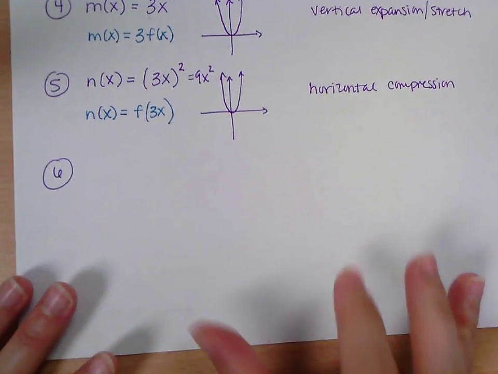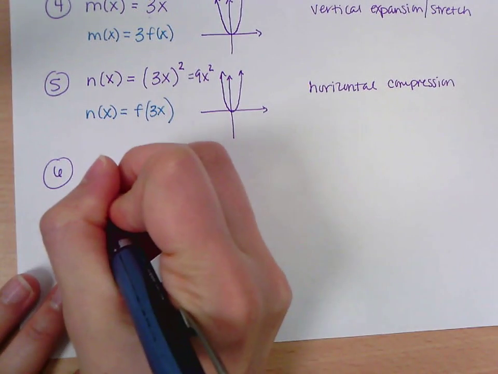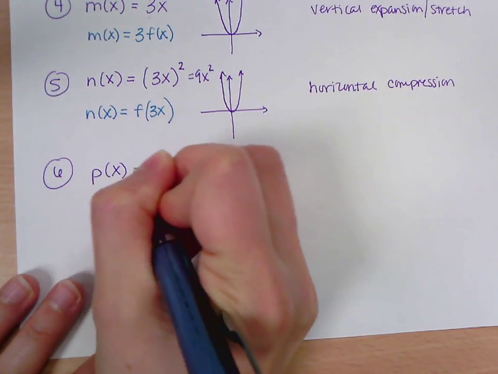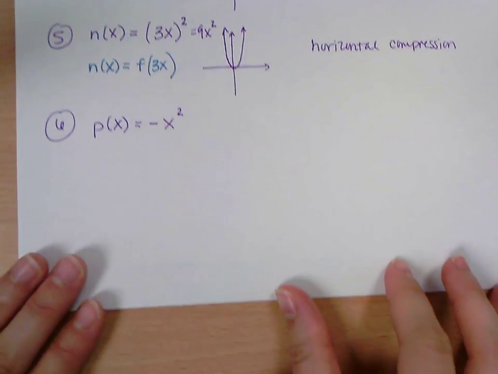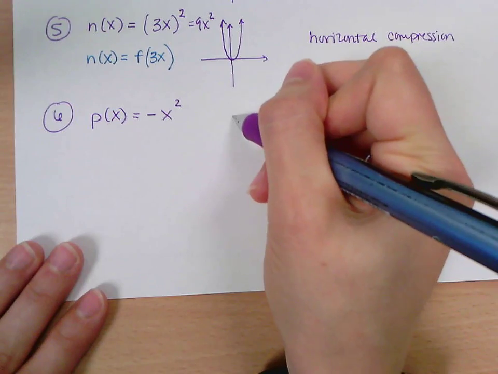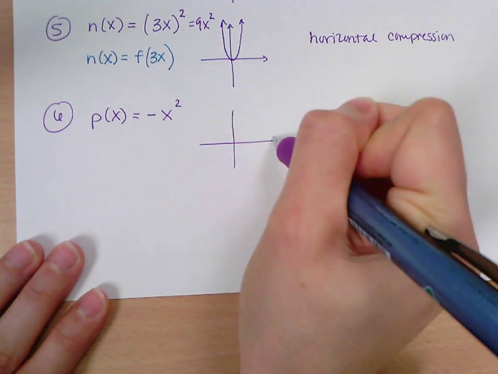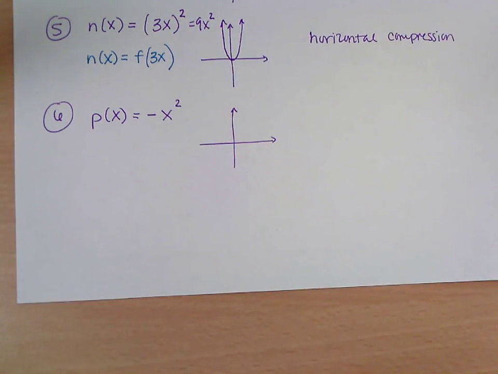Okay, and then 2 more if we have negatives in here. So let's see, I'll use p. P of x is negative x squared. What does that negative do to the graph? Flips it upside down. Yes, so it reflects over the x-axis, is the way you'd want to describe that.